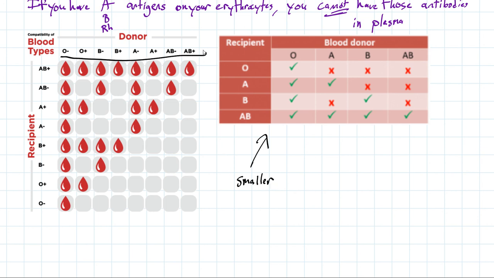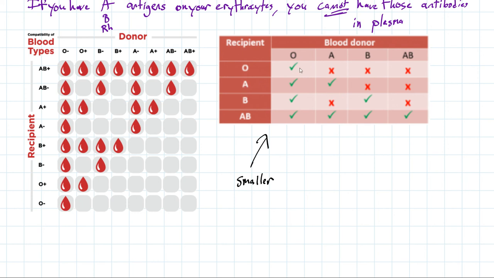This one has all of the positives and negatives, and this one has just assuming that they're all Rh negative. It's the same kind of pattern, and we can see that the pattern is you can always donate to your own type. O and O works out. A and A works out. B and B works out. You can always donate to your own blood type. You can always accept from your own blood type.